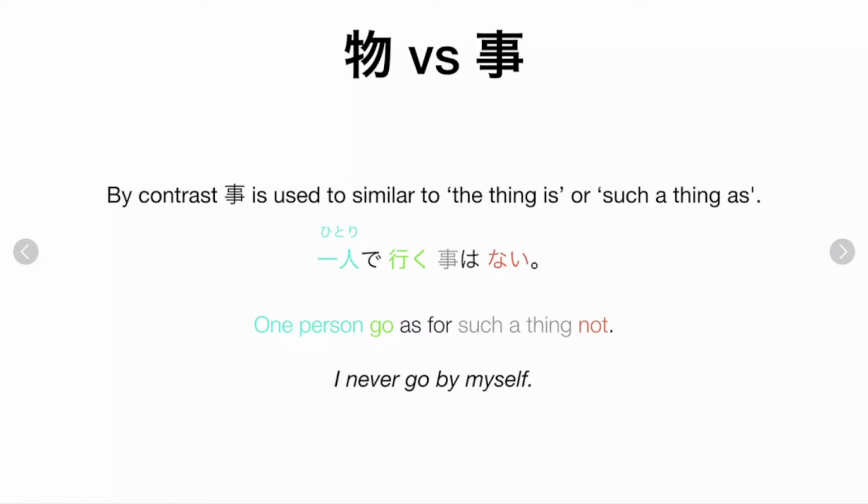So, hitori de, the kanji is one person. So, hitori is one person. De makes it as one person. So, alone, iku, go alone. Koto wa nai. So, a thing of hitori de iku. The thing of go alone, as for that, no. So, if you look, one person go, as for such a thing, not. In English, I would just say, I never go by myself.